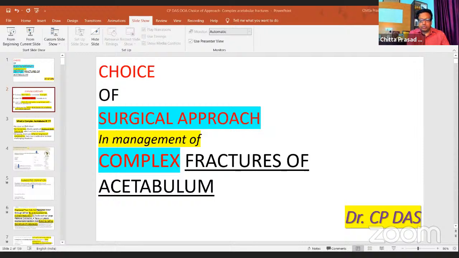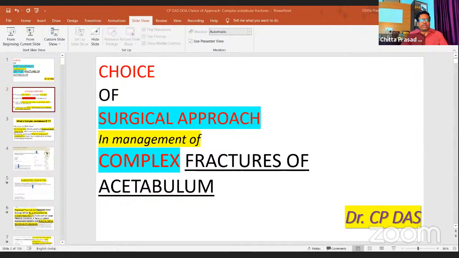Excellent talks by Professor Ramesh and Professor Sen. I expected that from them also. So, I would like to share my experience with the choice of surgical approach in the management of complex acetabular fractures. At the end of this talk, we should be able to find out which fracture is called complex and what are the varying degrees of complexity in acetabular fractures. And we can choose the appropriate approach for that particular fracture and understand the factors which decide the complexity and the surgical approach. So what is a complex fracture?